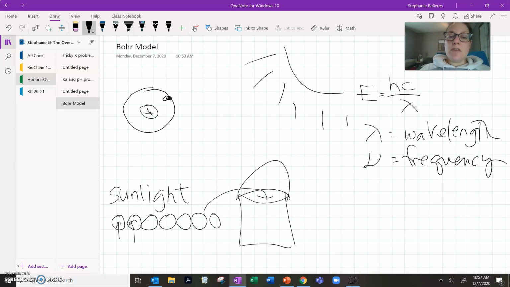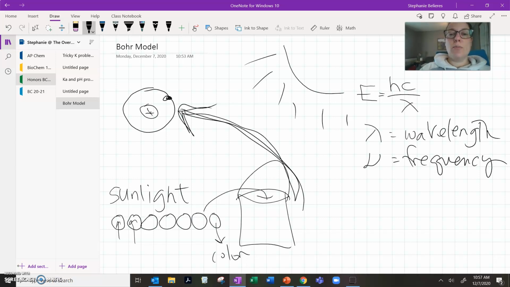And some of these would be a color, maybe, because that specific energy, I observe that with my eyes as being a color. So some of these would be invisible, and some of them would have a color, and some of them would be warm, maybe, because infrared energy is warm. And let's say I toss all of these marbles at the atom. So I throw all of these marbles at the atom.